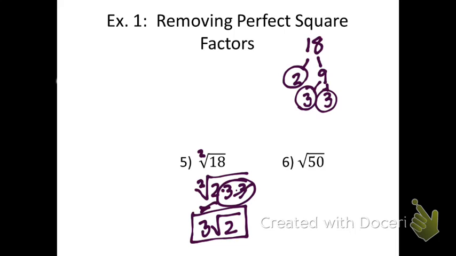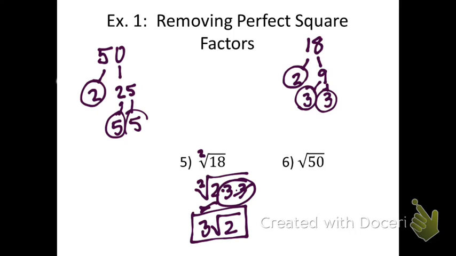Last one, number 6, rad 50. Rad 50 is like, I'm going to do a side problem over here. So we have 50. And 50 is a special number because I'm thinking about my square roots now. I know 50 is like saying 2 times 25. And I know that 2 is prime, and 25 is a perfect square of 5 times 5, which are both prime.